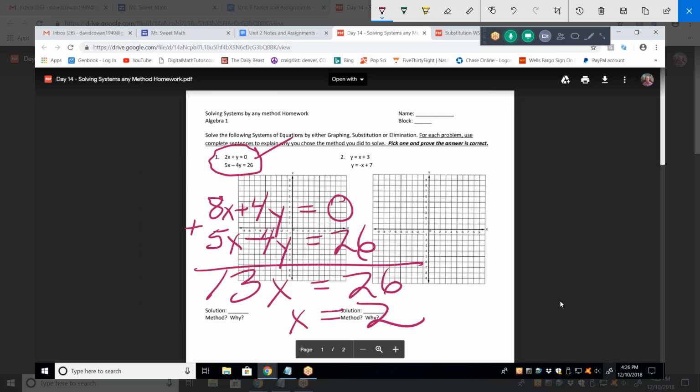And I can eliminate y easier than I can eliminate x. For me to eliminate x, I'd have to multiply the top one by 5 and the bottom one by 2. And then I could eliminate x, and that's more steps. So you generally want to do it in as few steps as possible.